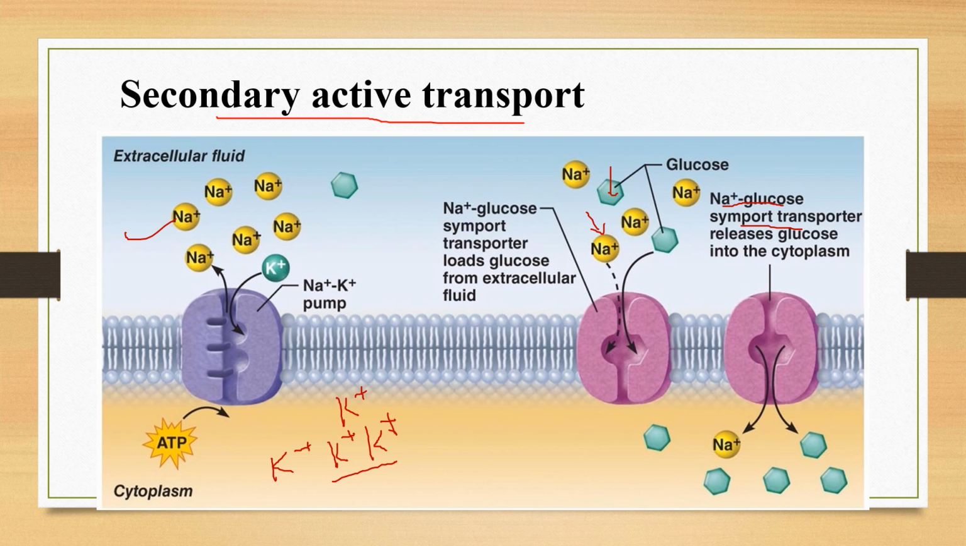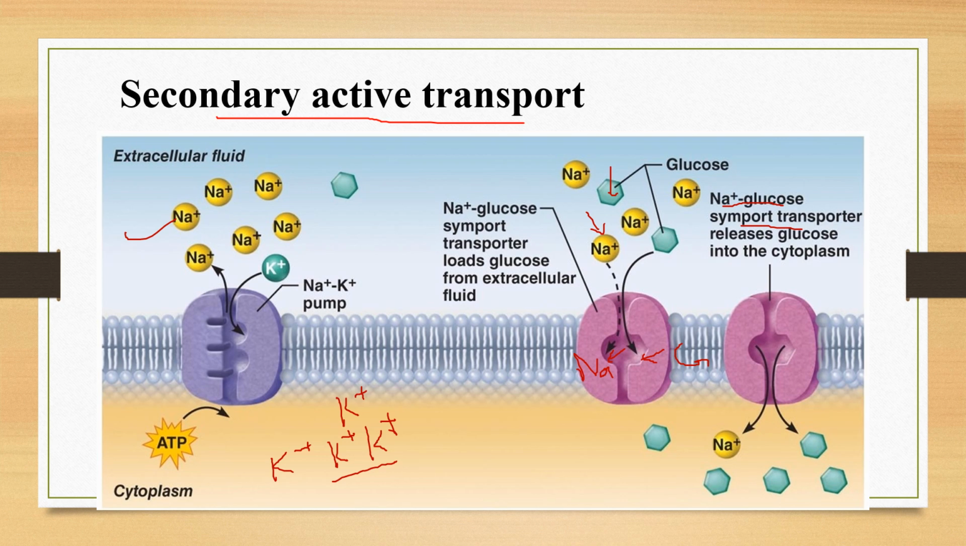As you can see, there is a difference between primary active transport and secondary active transport. The first difference: in primary active transport, 3 sodium ions are taken out and 2 potassium ions are taken in, whereas in secondary active transport, one sodium ion along with one glucose molecule is taken in. You can see here the binding site is present for sodium, and here the binding site is present for glucose molecule, and by the binding of these, one sodium ion and one glucose molecule is taken in.